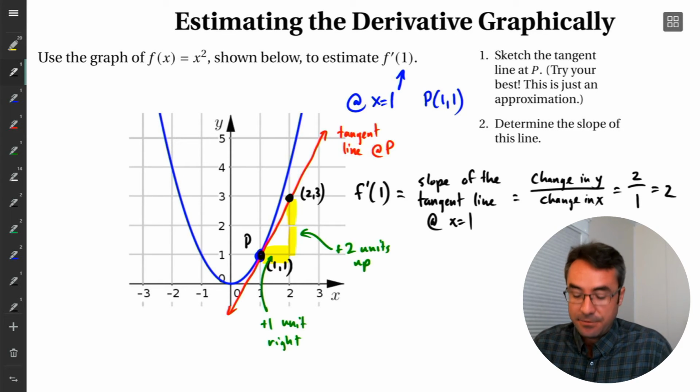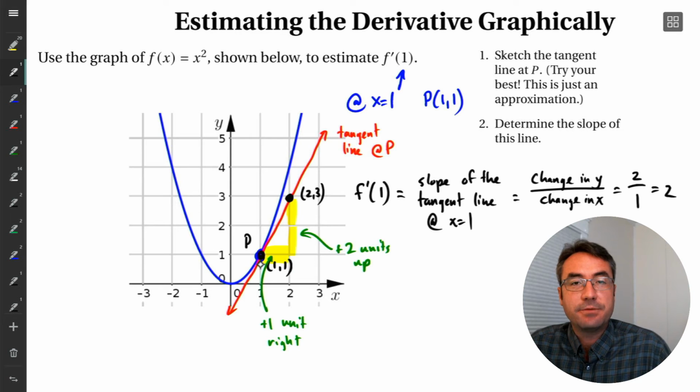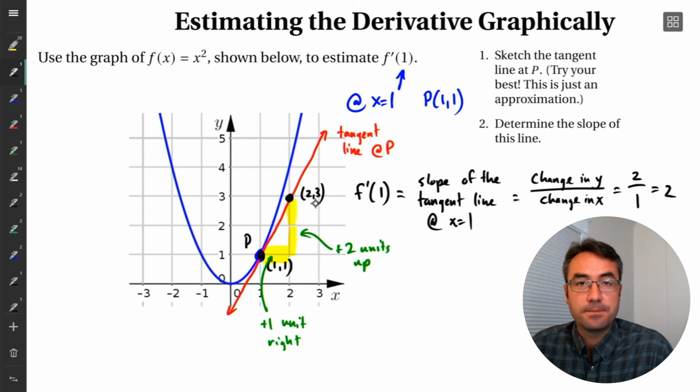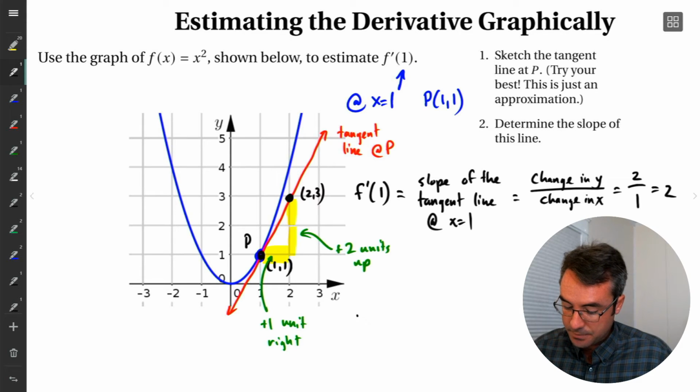Given the graph, find your point of tangency, draw in what you think the tangent line would look like, pick a second point on that line, something that's easy to determine the coordinates for, and then you can either do this graphically, where you see, okay, I went to the right 1 unit and then I went up 2 units. Another way to do that is just with our slope formula, though.